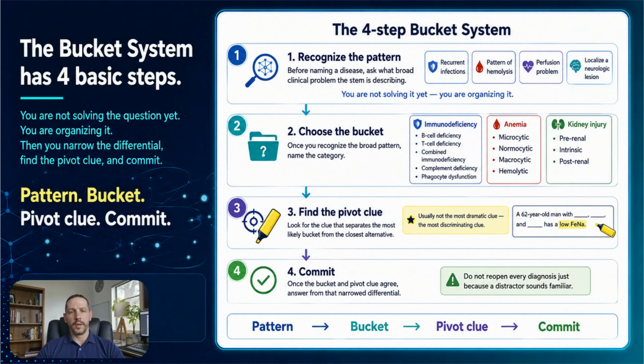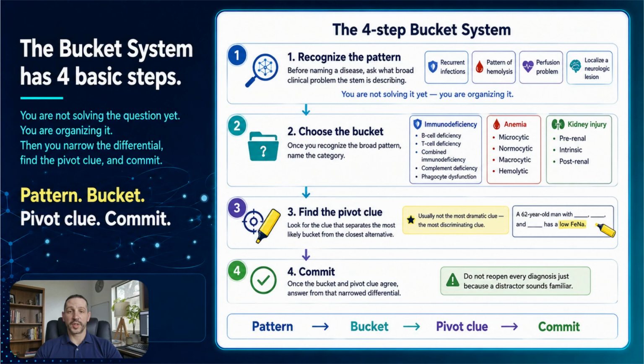Moving on to Step 3, find the pivot clue. Now look for the clue that separates the most likely bucket from the closest alternative. This is usually not the most dramatic clue in the question. It is the most discriminating clue. And finally, Step 4, commit. Once the bucket and pivot clue agree, answer from that narrowed differential. Do not reopen every possible diagnosis just because one of the distractors sounds familiar. The sequence is pattern, bucket, pivot clue, commit.